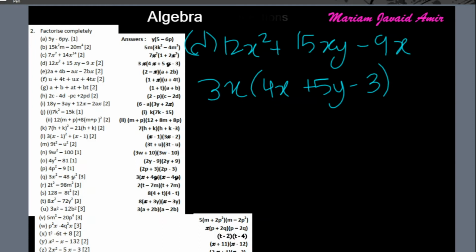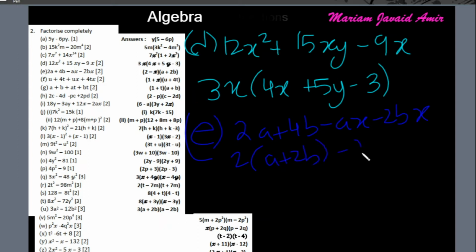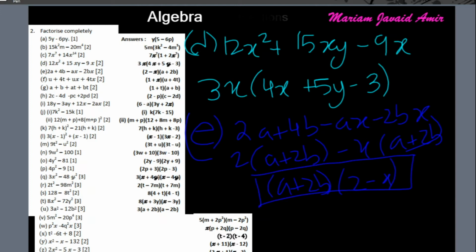Part E, 2a plus 4b minus ax minus 2bx. So let's see, if we take 2 common here, we get a plus 2b, and if I take minus x common, I'm left with a plus 2b. So write a plus 2b once and 2 minus x once. So this is the answer for part E.